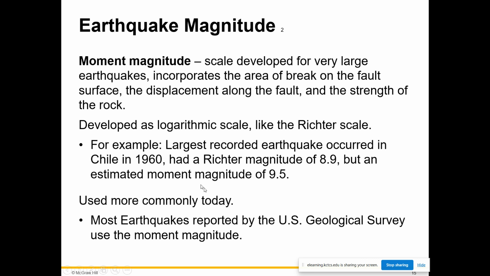And so here's this example that in Chile, this earthquake had a Richter scale magnitude of 8.9, but on the moment magnitude, it was 9.5. So it was actually a larger earthquake than the Richter scale would have reported it as. And so just again, right here is all of the parameters that go into the moment magnitude. So the area of breakage on the fault, the amount of displacement along the fault, and then the strength of the rock.